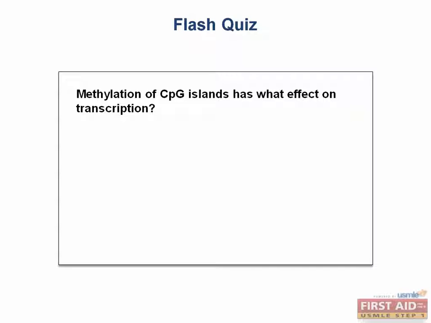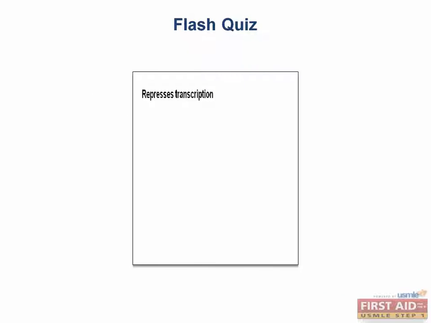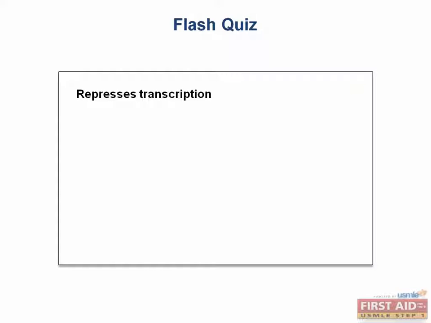Alright, here's our first flash quiz. We'll be doing a lot of these throughout the chapter, and if you've seen other chapters already, you've seen these before. But I'm going to ask you a quick question, and I'll give you a few seconds to answer it. Alright, so here's the question. Methylation of CpG islands has what effect on transcription? So the answer to this one is it represses transcription.